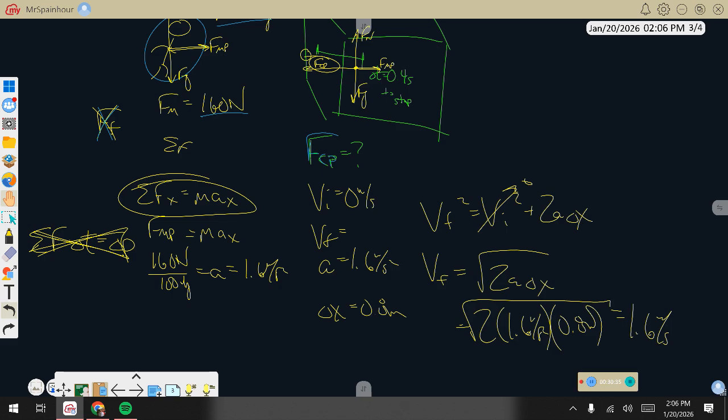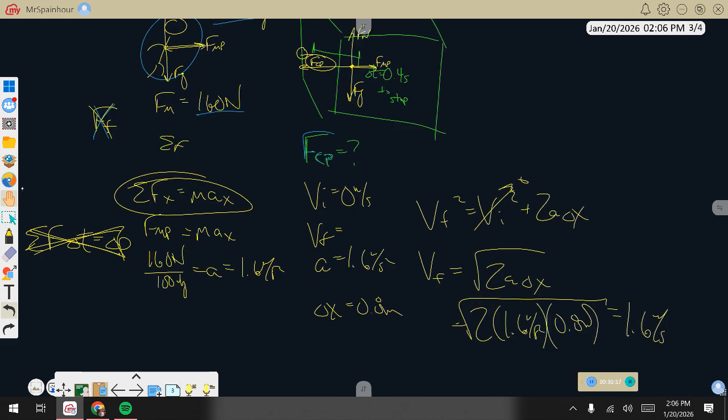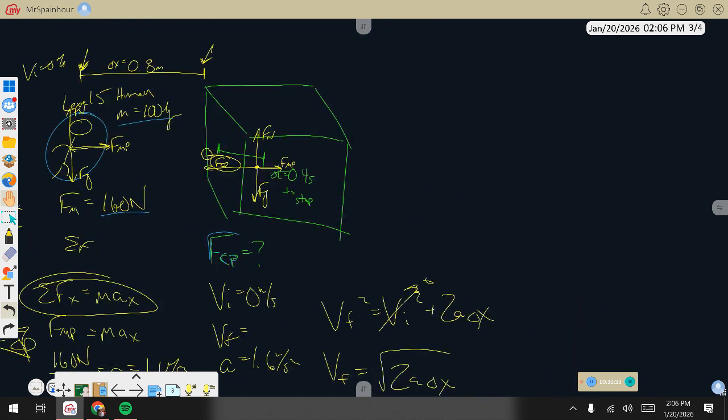As opposed to when we enter the cube over here, it says we have 0.4 seconds to stop, which gives 2 kinematic variables in that case. So let's go from here, okay? Here is the impulse momentum theorem.